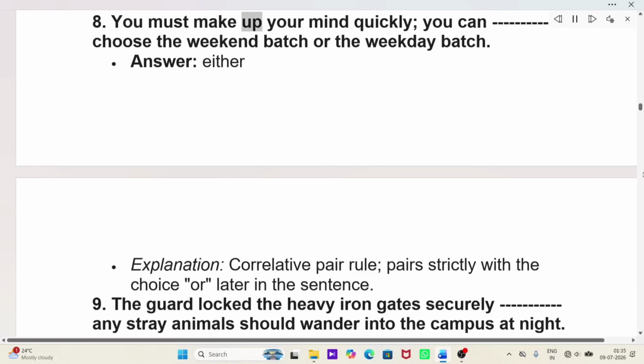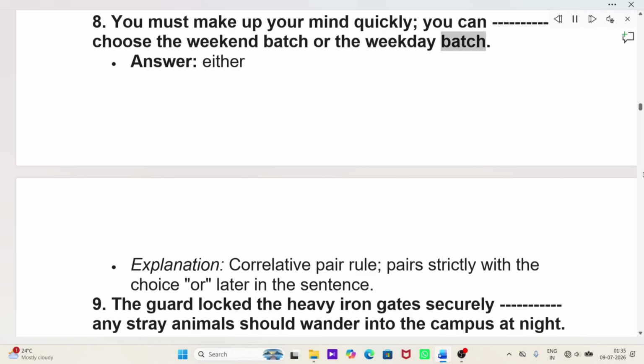8. You must make up your mind quickly, you can choose the weekend batch or the weekday batch. Answer: either. Explanation: correlative pair rule, either pairs strictly with the choice or later in the sentence.